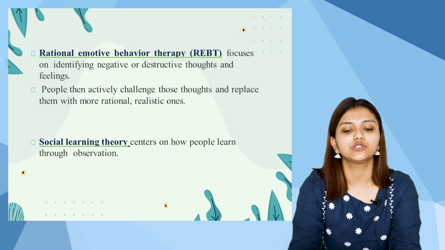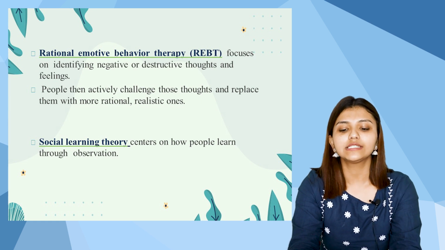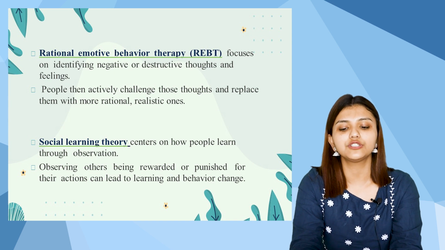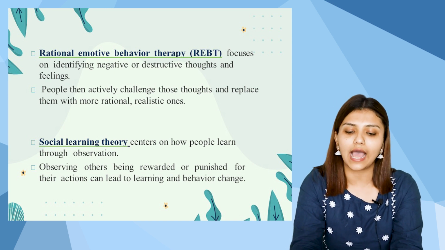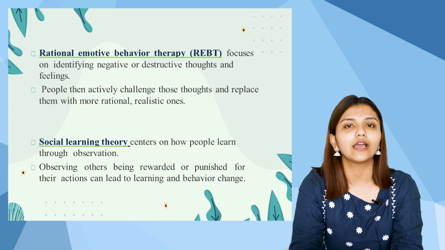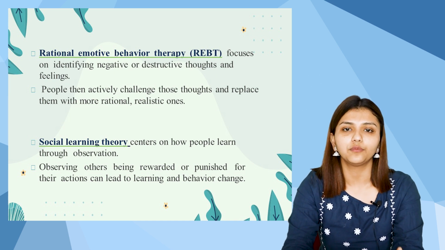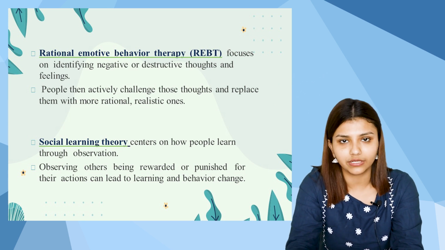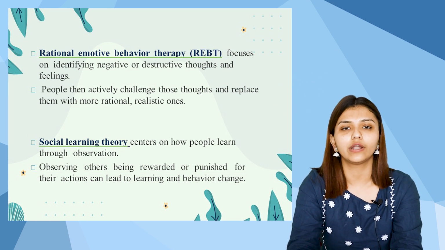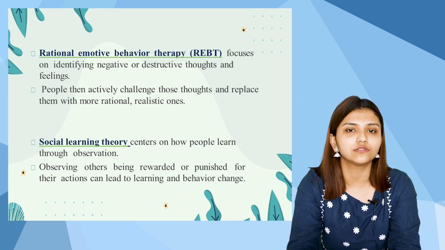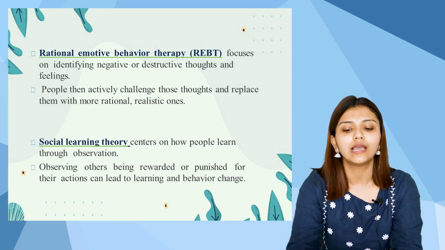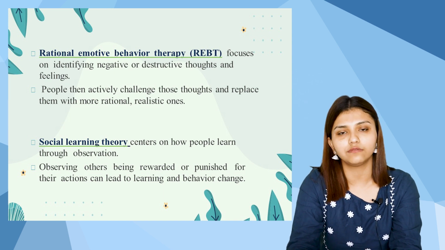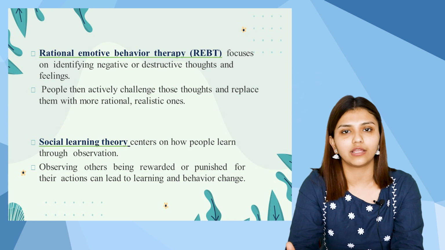Next is social learning theory, which centers on how people learn through observing others being rewarded and punished for their actions, which leads to learning and behavioral changes. Whenever the person performs a desired behavior, the person is rewarded in the form of coupons, which we also consider a token economy. And if the person's behavior is undesired or maladaptive, then punishment will be given by a therapist.